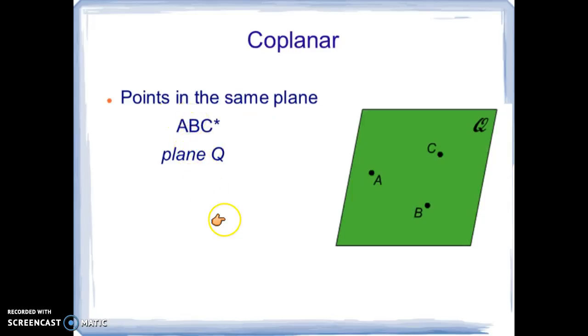Coplanar, again, is similar to collinear, when we have points that all lie on the same plane. They're said to be coplanar points.